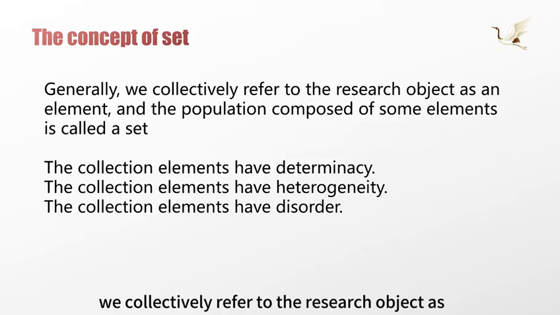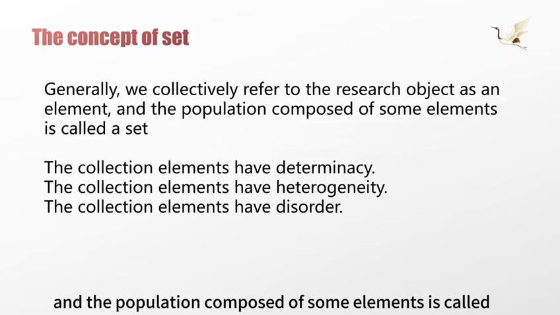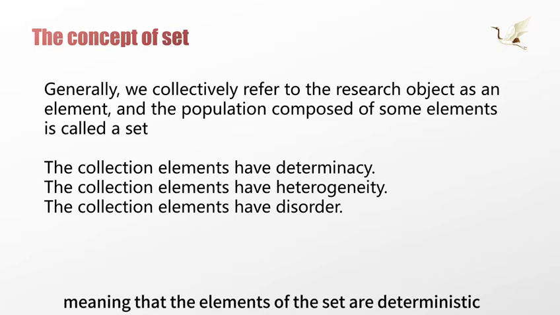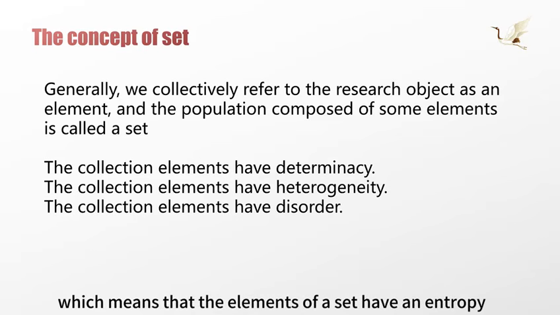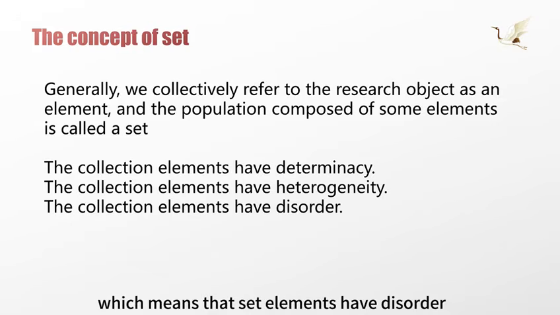Generally, we collectively refer to the research objects as elements, and the collection composed of some elements is called a set. For a given set, its elements are deterministic, meaning that the elements of a set have determinacy. The elements of a set are different from each other, which means that the elements of a set have distinctness. Set elements cannot be duplicated. As long as the elements of two sets are exactly the same, we say that the two sets are equal, which means that set elements have disorder.